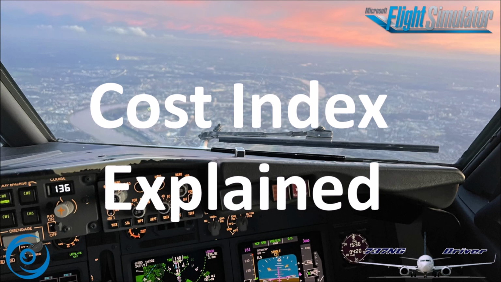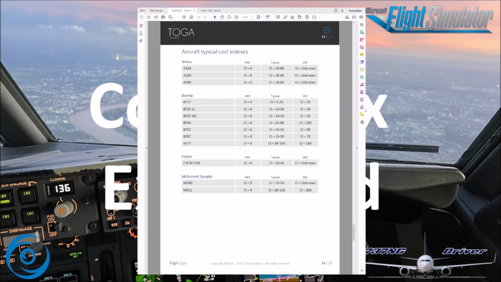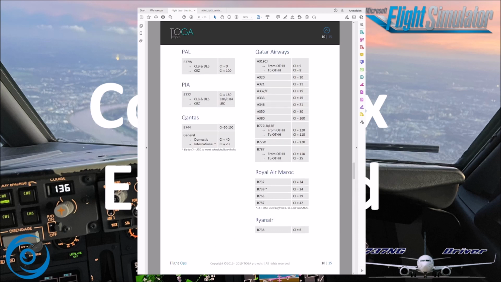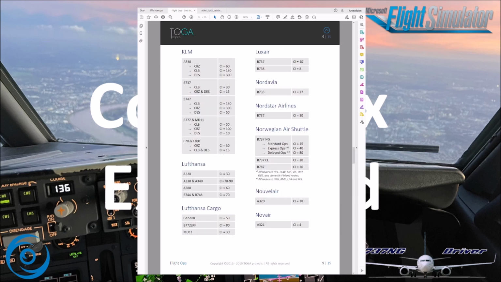For example, if we have a look at the cost index database, then we're going to see that, for example, Norwegian, let me find them real quick. Norwegian Air Shuttle on the 737NG is using cost index 15 by default. And if they are delayed, they're going all the way up to cost index 80. Now, interestingly enough, there's a small note here saying that goes by default for all routes to Hurghada, Marsa Alam, Gran Canaria, and Tenerife. Now, you may wonder, okay, why is this? That is surely using a lot of extra fuel. And the answer is yes, it does.